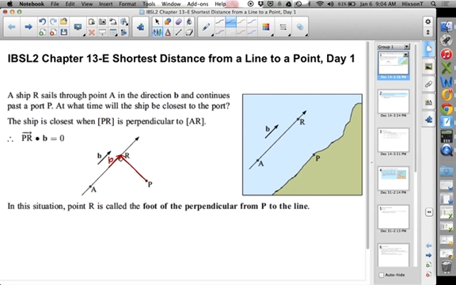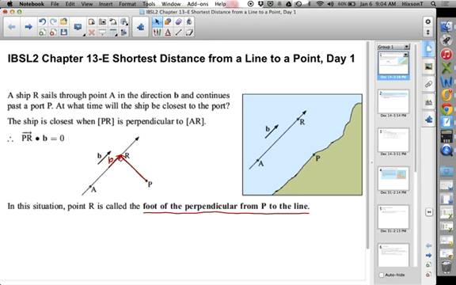Now, one term that you ought to be familiar with is the foot of the perpendicular from P to the line, okay? The foot of the perpendicular. When they use that term, they're talking about the point that would make a right angle from P with the line, okay? So that point R is that foot of the perpendicular, okay?